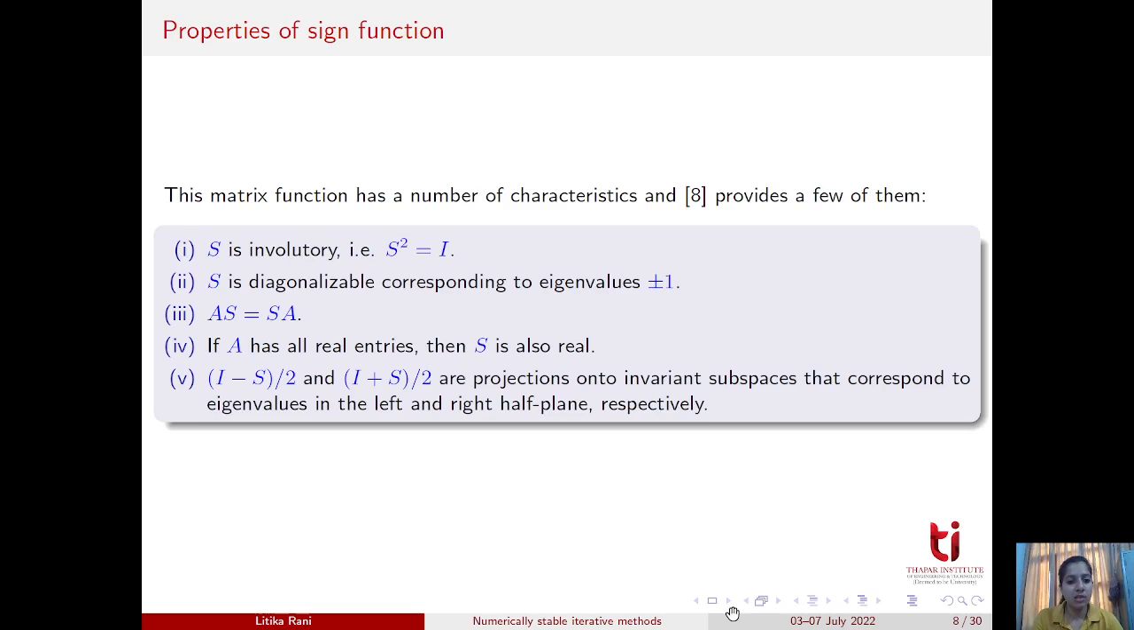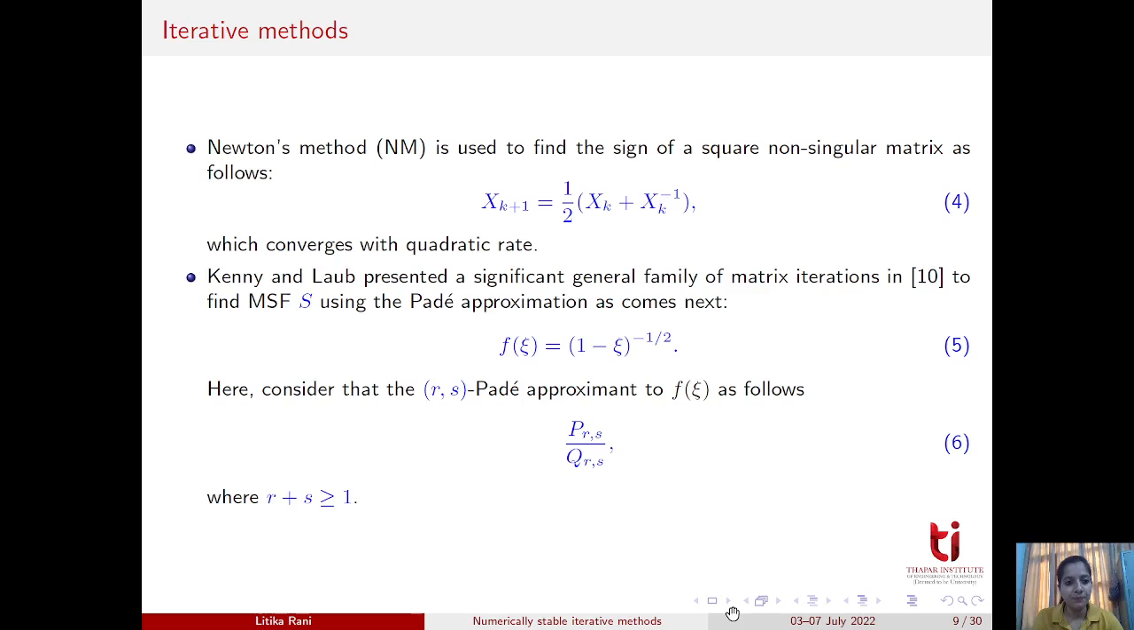Matrix sign function has a lot of characteristics, and a few of them are provided here. The matrix sign function is involutory and diagonalizable, corresponding to eigenvalues plus minus 1. Moreover, it has a commutative property. And if A has real entries, then so is S. So these two are the projections onto invariant subspaces that correspond to eigenvalues in the left and right half plane.